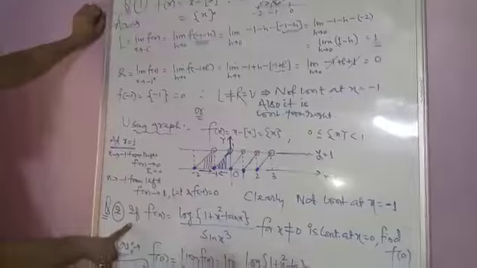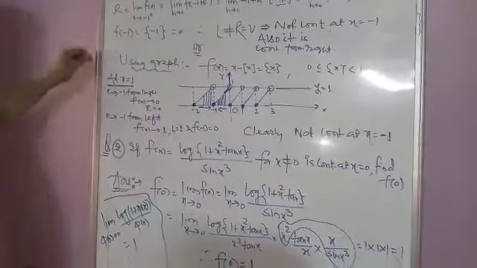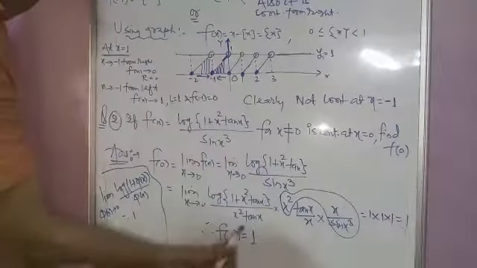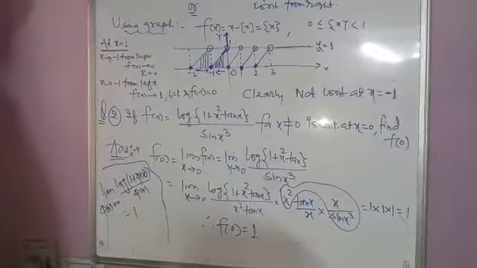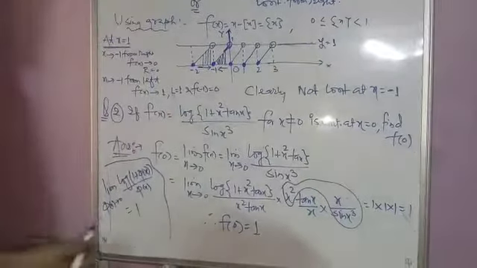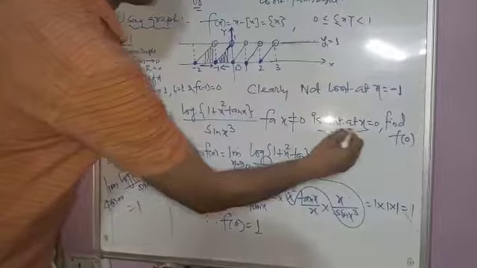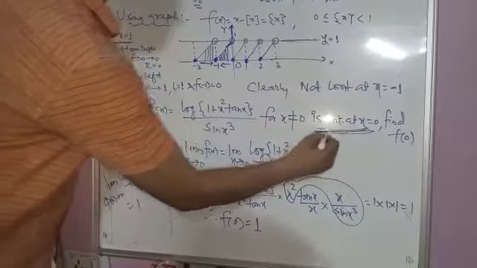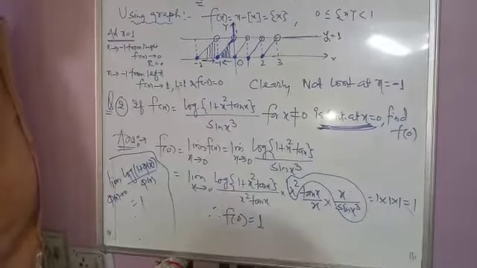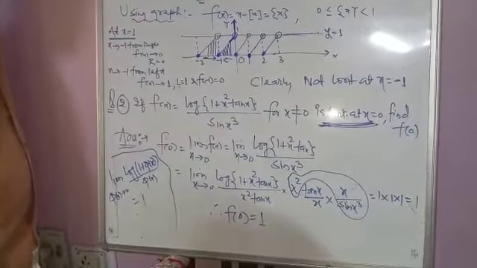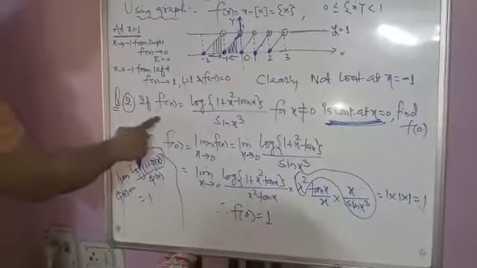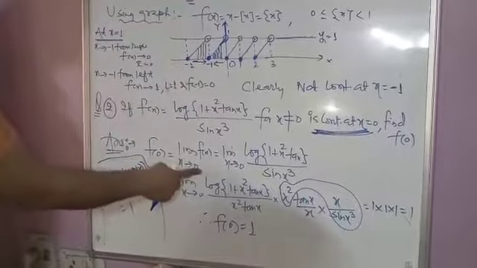Now we take the next question. If f(x) equals log of 1 plus x square tan x upon sin x cube for x not equal to 0 is continuous at x equal to 0, find f(0). Since the function is continuous at 0, the existence of the limit is assured, and the left hand limit and right hand limit are necessarily equal. So there is no need to find the left hand limit and right hand limit separately. We simply take the value of the function equal to the limit of f(x) as x tends to 0.